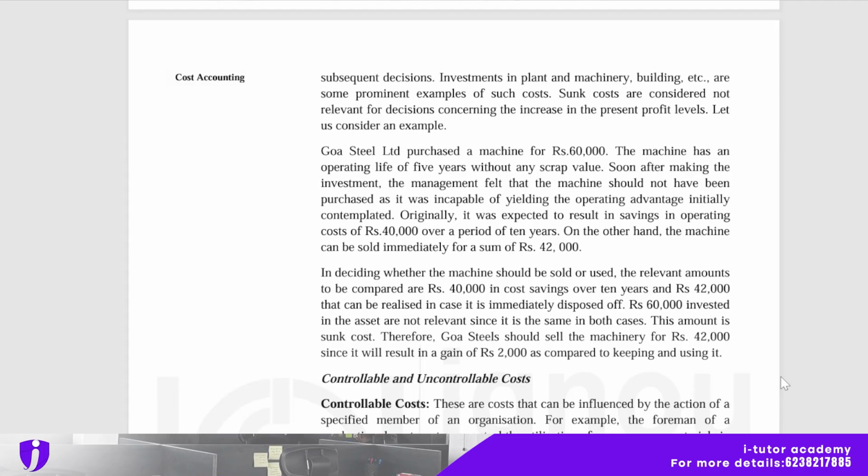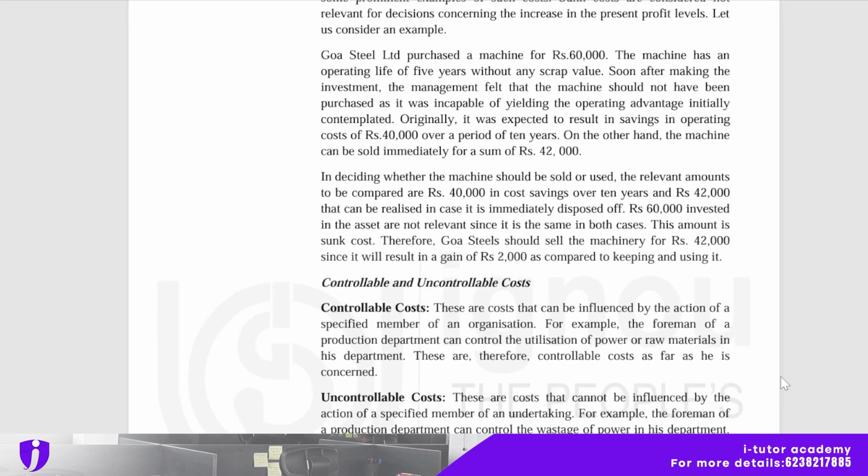Investment in plant and machinery, building, etc. are some prominent examples of such cost. Sunk costs are considered not relevant for decisions concerning the increase in the present profit level. Let us consider an example. You just go through your material. Through the example, it will be more clear for you.